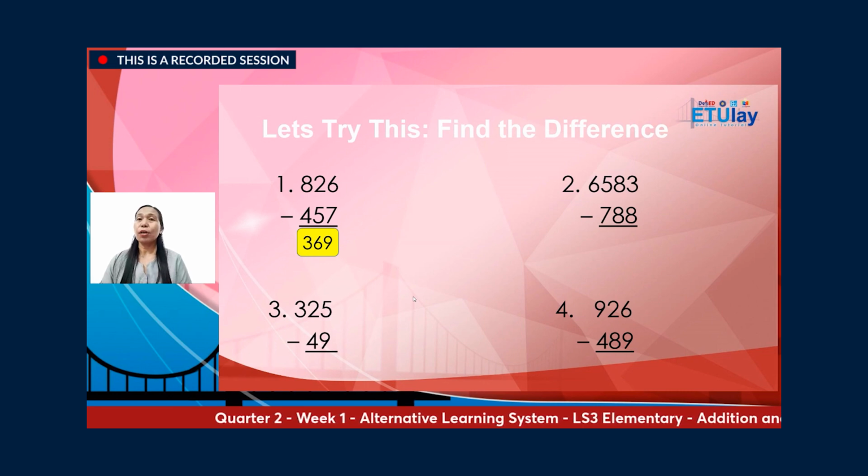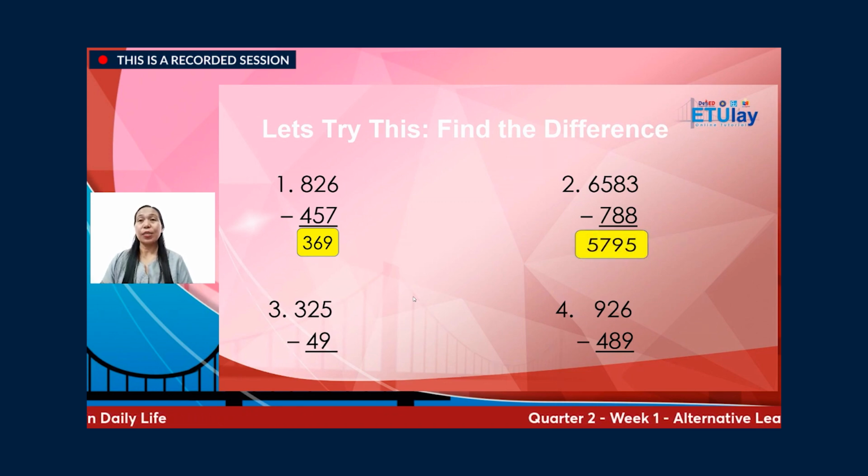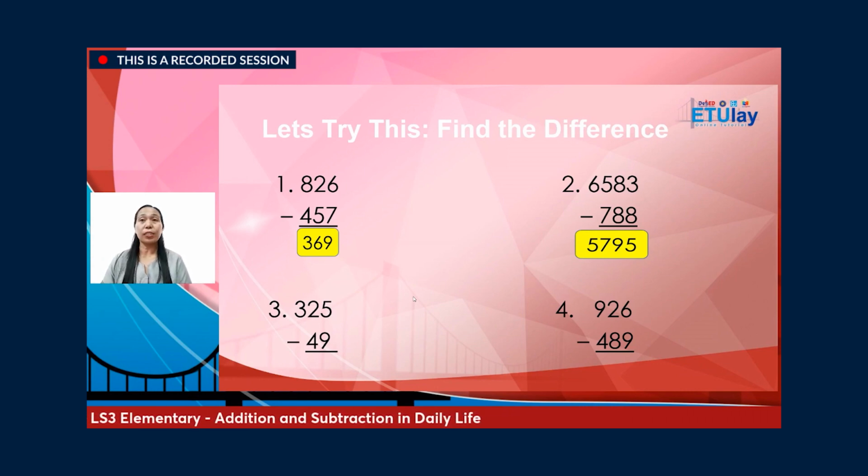6,583 minus 788. Good job. The answer is 5,795. Again, how did we get 5,795? First, we are to subtract 3 minus 8. We couldn't subtract 3 minus 8. Again, we need to regroup. Borrow 1 from 8. Then we have 13 minus 8.